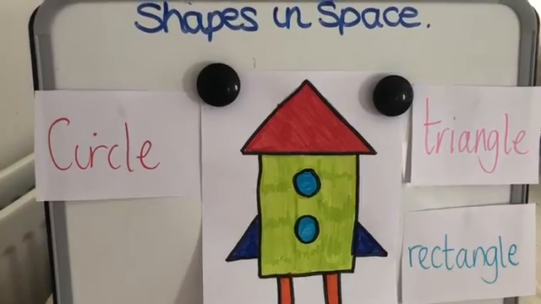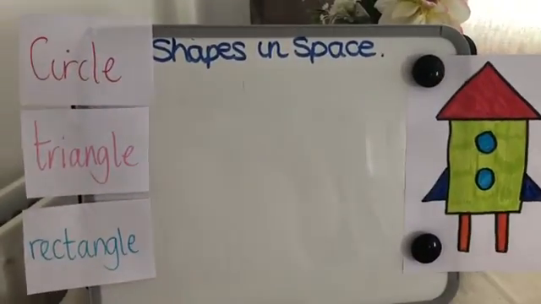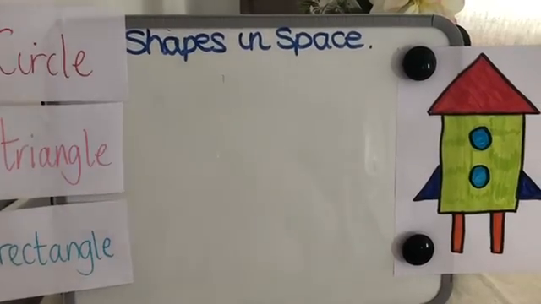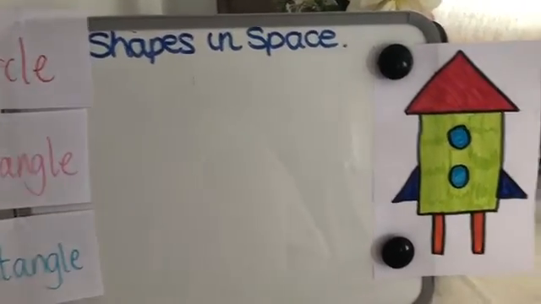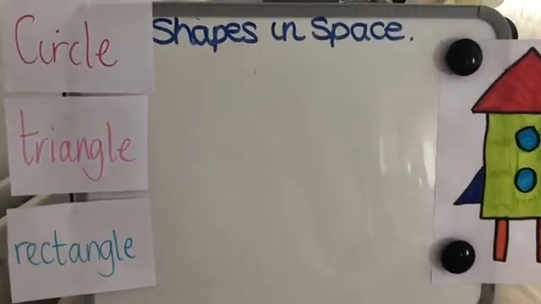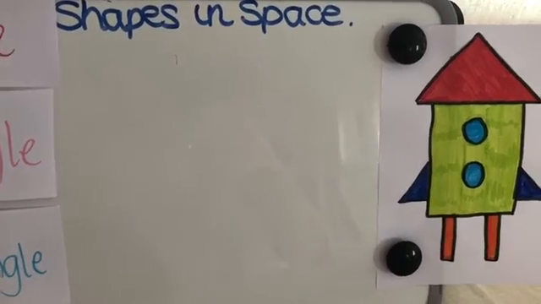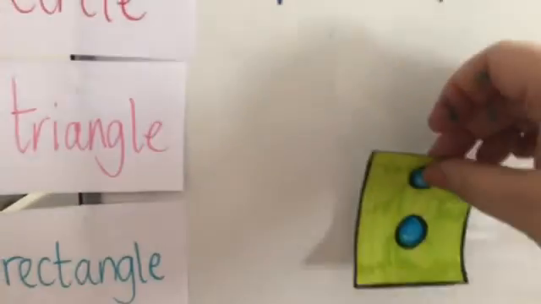So let's cut it up. Okay, so actually what I didn't do was cut it up. I drew another one exactly the same. This way then I've got one to look at so that I know exactly what it's going to look like. So my rocket made with different shapes then becomes a puzzle.